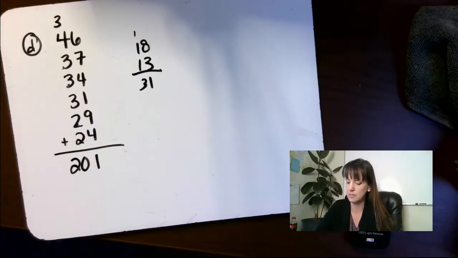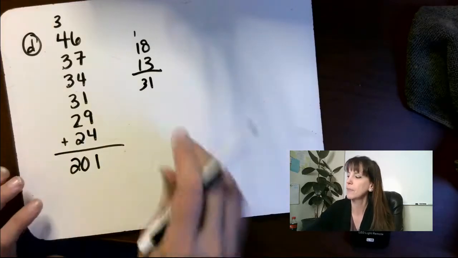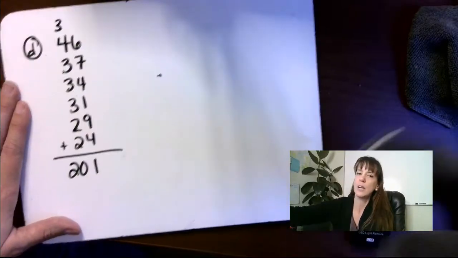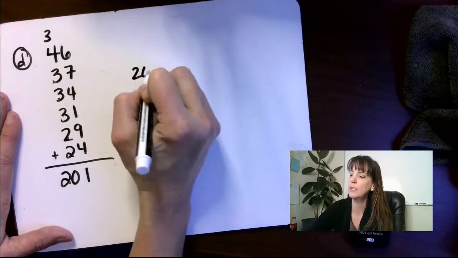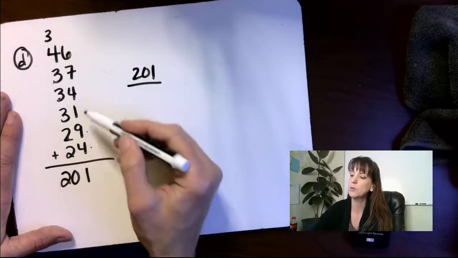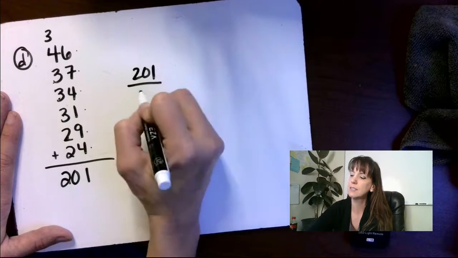46 plus 37 plus 34 plus 31 plus 29 plus 24. 201. Whew. Want to make sure. Okay, 201. So again, finding the average, we take 201 divided by 6.